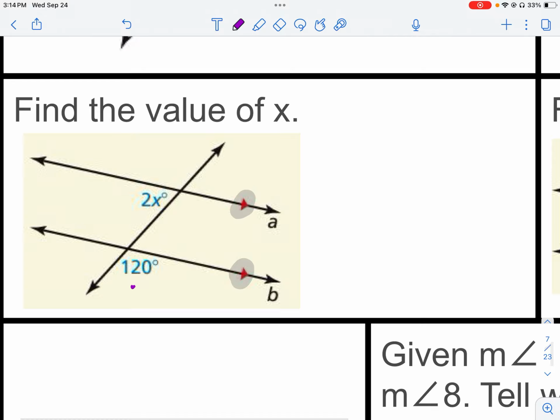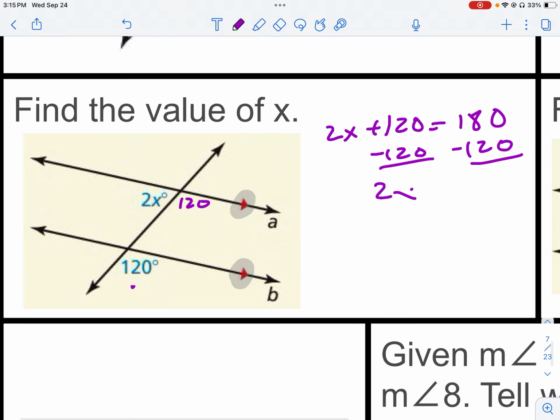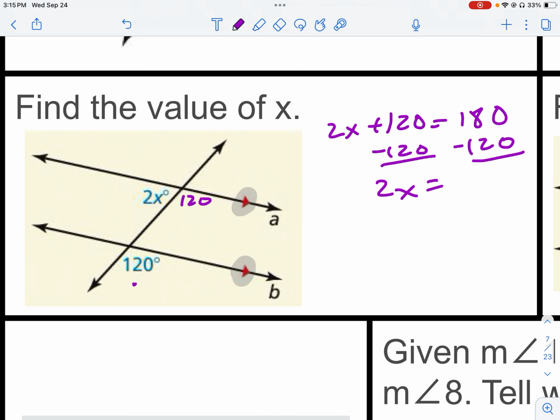So we can have 120 up here by consecutive angles. So 2x plus 120 equals 180. Well, that's super easy, barely an inconvenience. X equals 30. We don't need to plug it in. We're done.